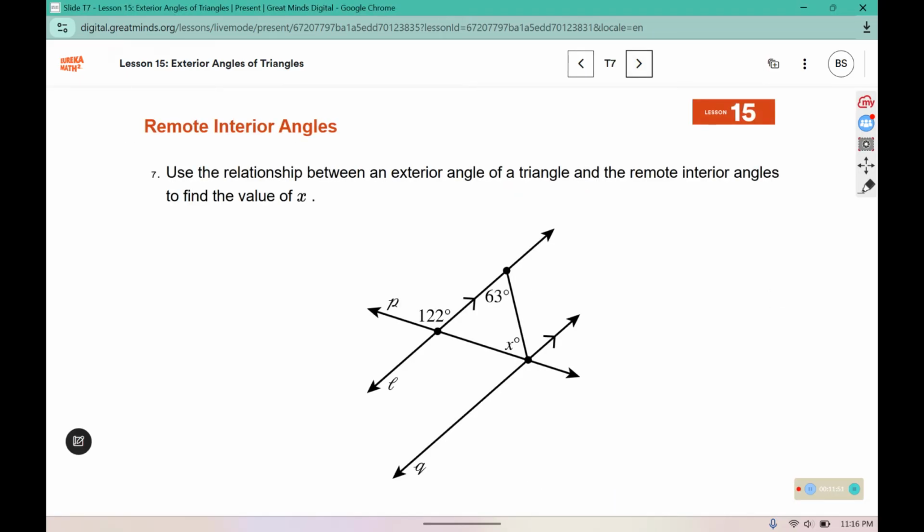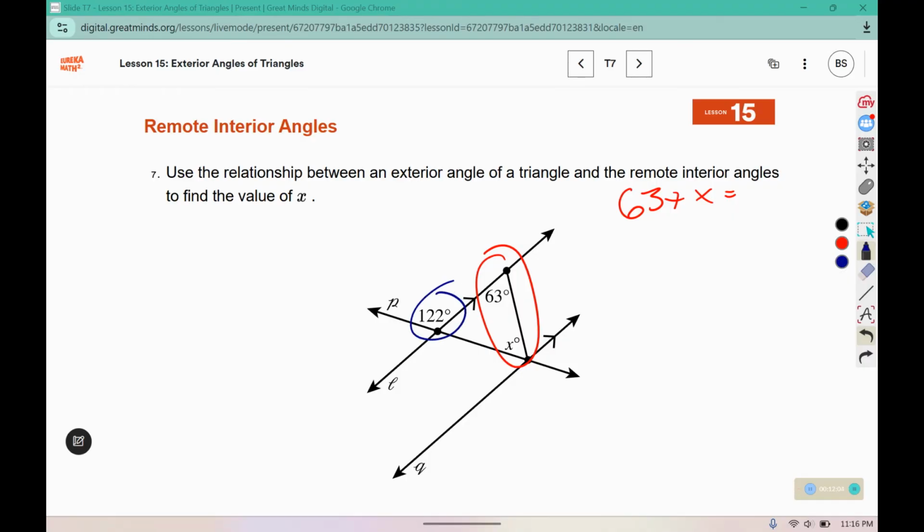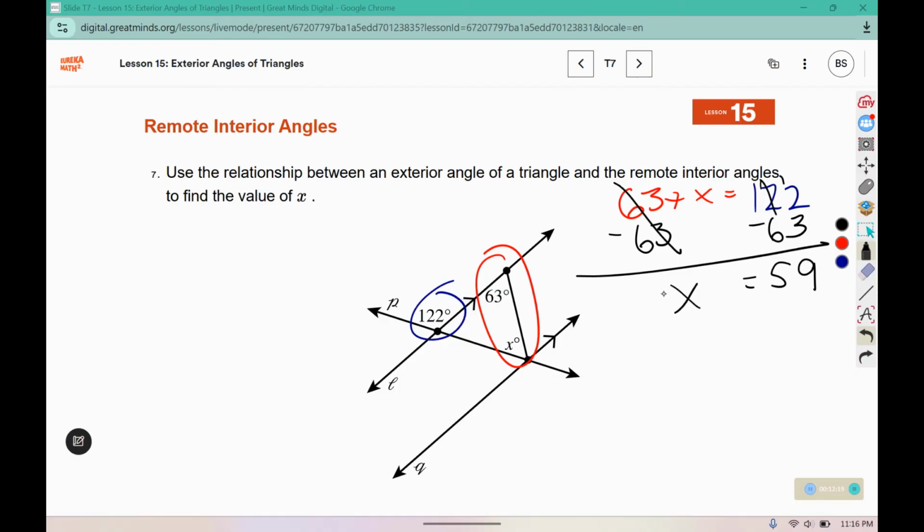Use the relationship between an exterior angle of a triangle and the remote interior angles to find the value of x. So the remote interior add up to the exterior. We'll subtract 63 from both sides to solve it for x. Borrow. 12 minus 3 is 9. 11 minus 6 is 5. So x is 59 degrees.